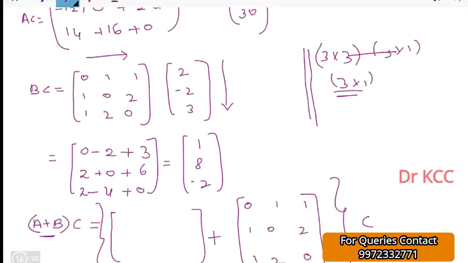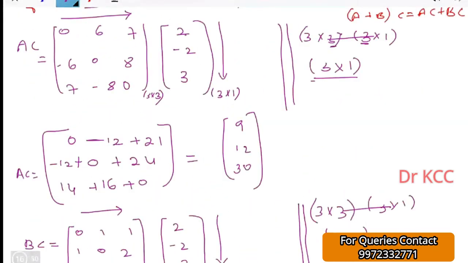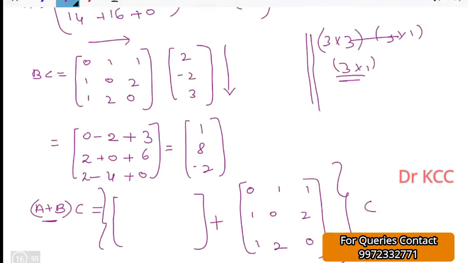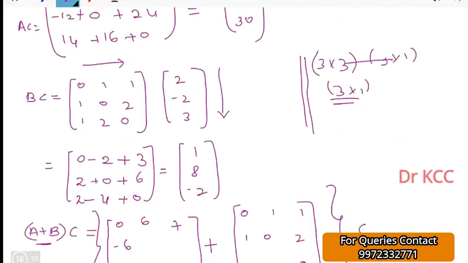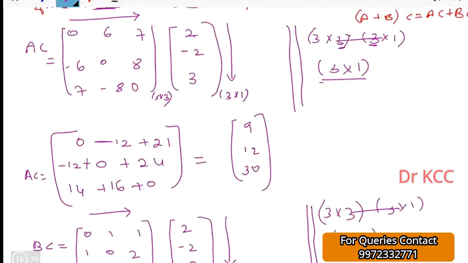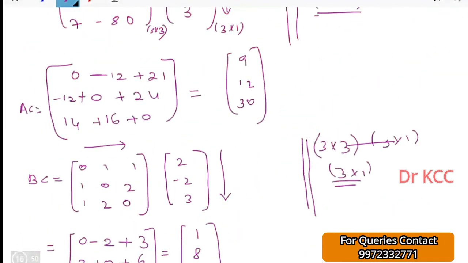What is our A matrix? 0, 6, 7, minus 6, 0, 8, then 7, minus 8, 0.